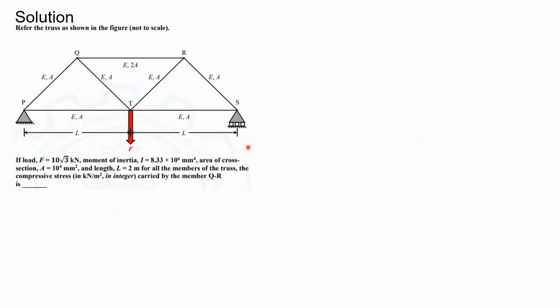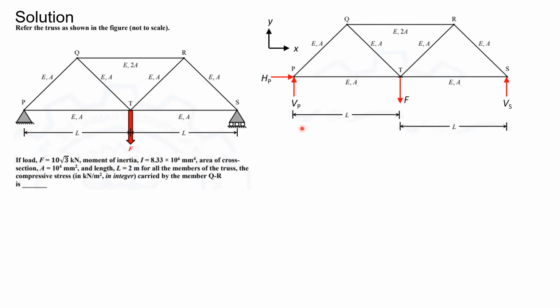The first step in this analysis is to calculate the support reactions. Thus, first let us draw the free body diagram where we have replaced the hinge P with two forces, namely Vp and Hp in the vertical and horizontal direction respectively, and the roller S with a vertical restraint Vs. And let us consider this truss to be present in the xy plane. Now, applying the equilibrium equations to this free body of the truss, we can see that sigma Fx equal to 0 gives us Hp equal to 0, since this is the only horizontal force acting on the truss.